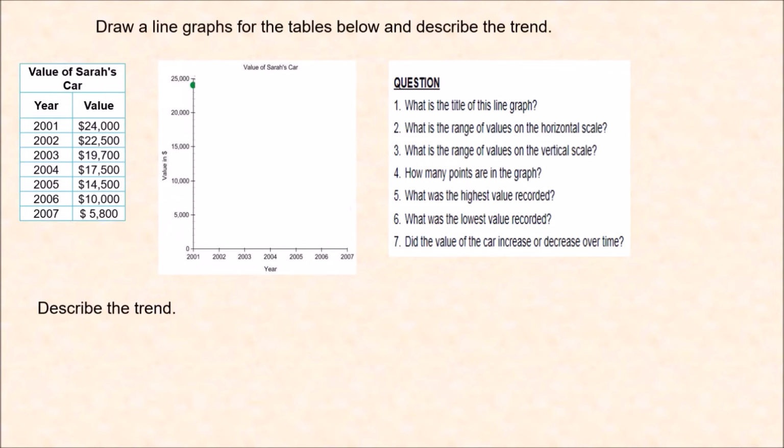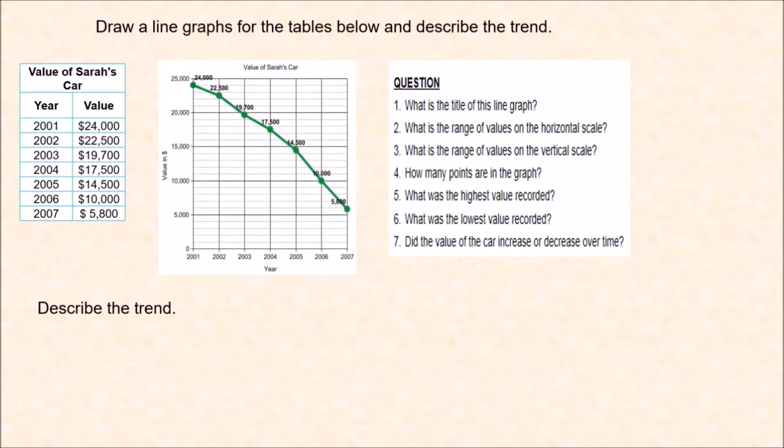Let's check your work. We have here a table of Sarah's car value over the years. The first one, 2001, 24,000. 2002, 22,500. If we plot these points, year on the x-axis and the value of the car on the y-axis, we will have this graph. How do we describe this trend? It is a decreasing trend. We say that the value of Sarah's car has decreased over the years.